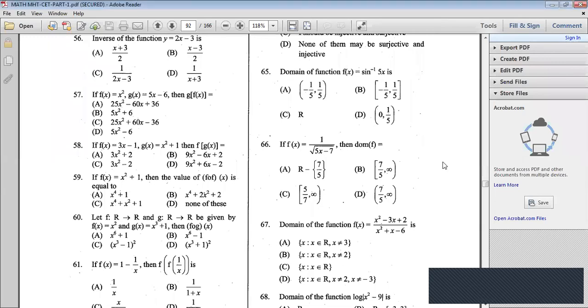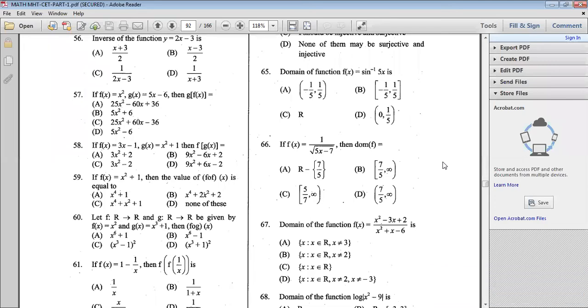Next, 67th problem देखो एक बार. 67. f of x is equal to x square minus 3x plus 2 upon x square plus x minus 6. So what is the domain of this function?